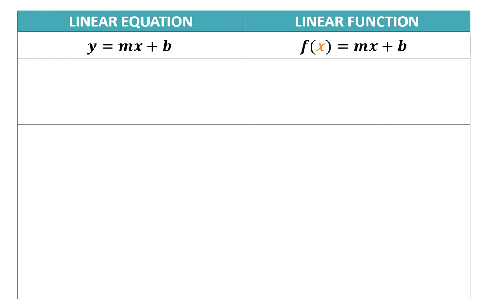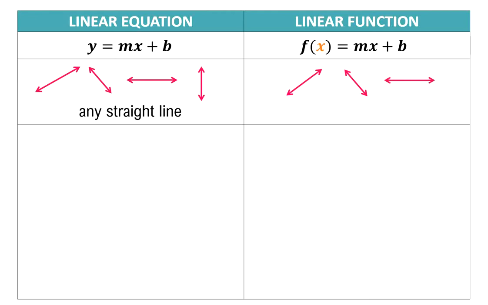In terms naman ng graph, kapag sinabi natin linear equation, it can be increasing or decreasing yung graph natin. Pwede ring horizontal line, pwede ring vertical line. So any straight line, yun yung ating linear equation. Kapag naman sinabi nating linear function, yung graph natin can be increasing, decreasing, at horizontal line. So, straight line except vertical line.